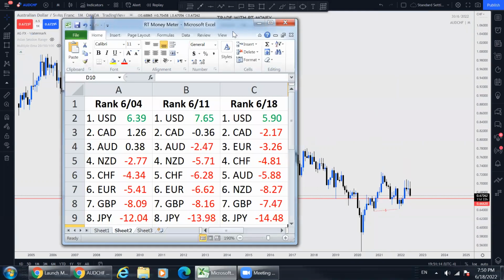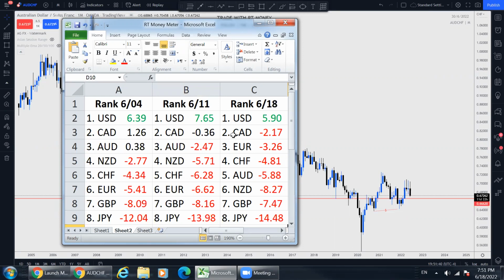The RT money meter tracks the rate of change of each individual currency from a futures perspective within a 15-week time period. All right, about 3 months. And I update it every week so that I can see who's weak, who's strong, and I'm going to put those two against each other. You understand? I use the ranking system for that.